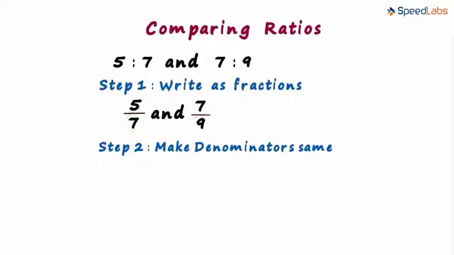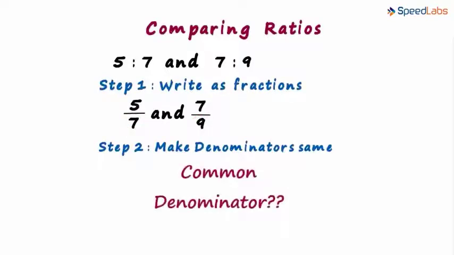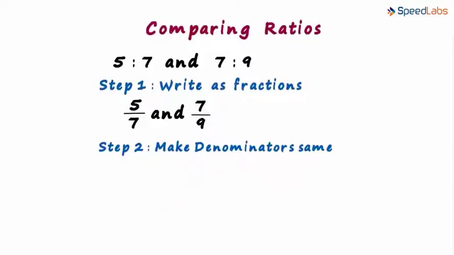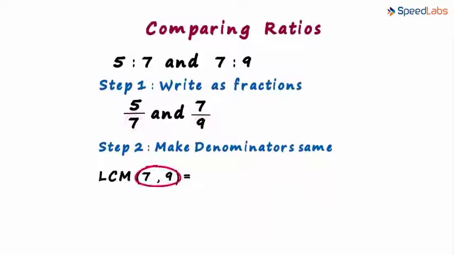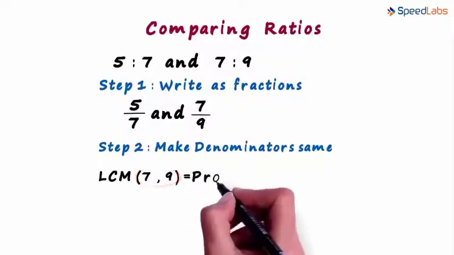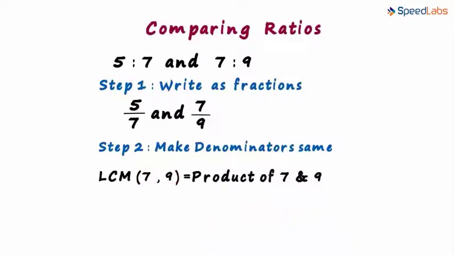The question is, what should be the common denominator? Well, there are many numbers which can be chosen as the common denominator, but ideally, it should be the LCM of the existing denominators. What we need to find here is the LCM of 7 and 9. Since 7 and 9 have no common factors, their LCM can directly be written as the product of 7 and 9. We get the LCM as 63. This 63 is the least common multiple of both these numbers.